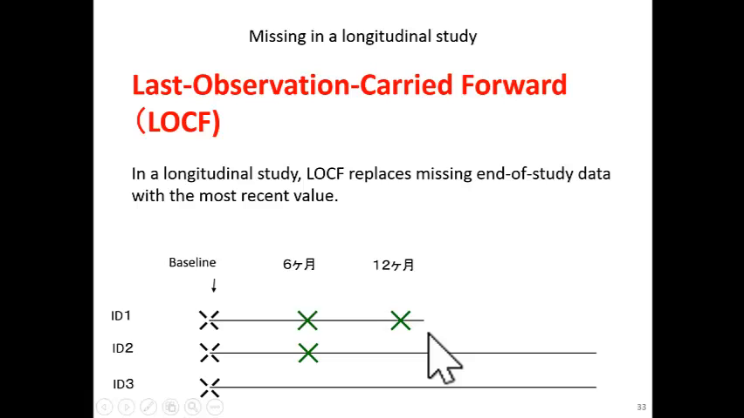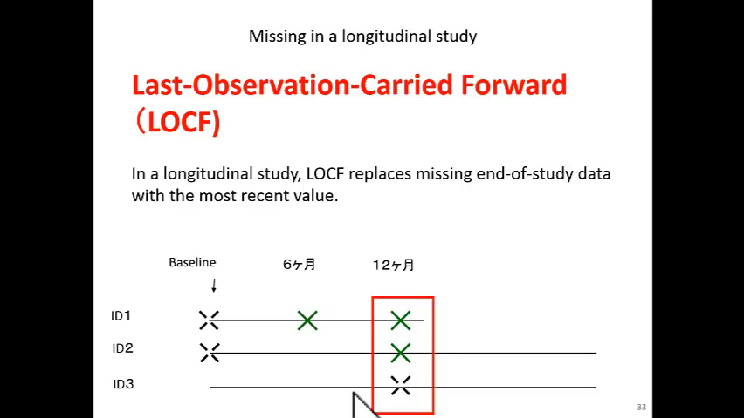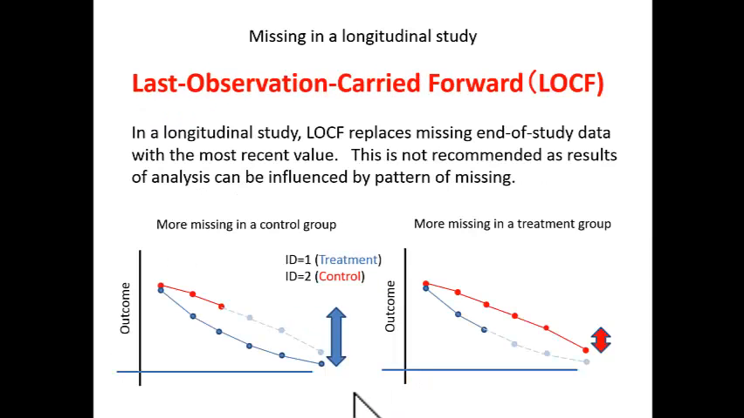And last observation carried forward method, okay? You use whatever the most recent measurement is to replace the end of the study value. So for the 3%, baseline is the only measurement, so you carry baseline value forward, okay? And then the analysis uses end of study value as an outcome variable. This LOCF was heavily used in the past, but recently it is being criticized. So it's better not to use this method. And why is that? Let me explain.